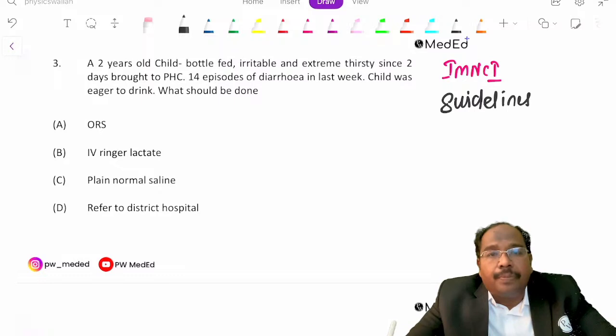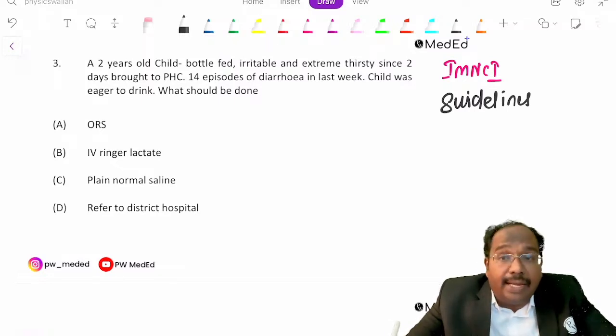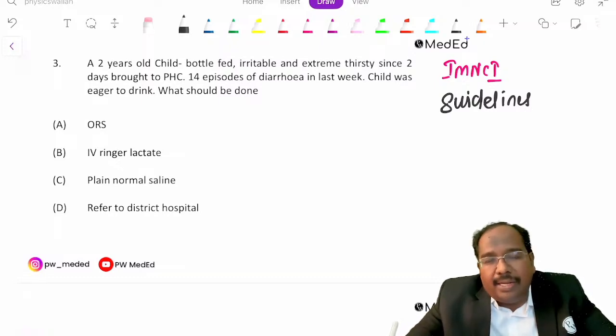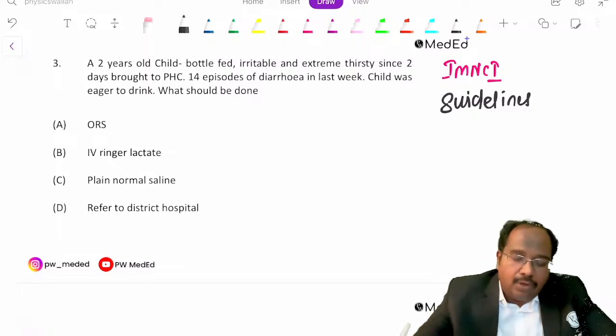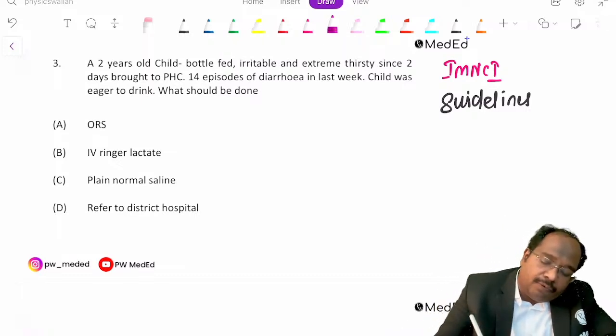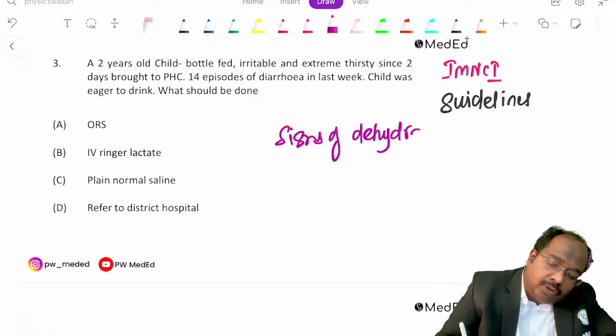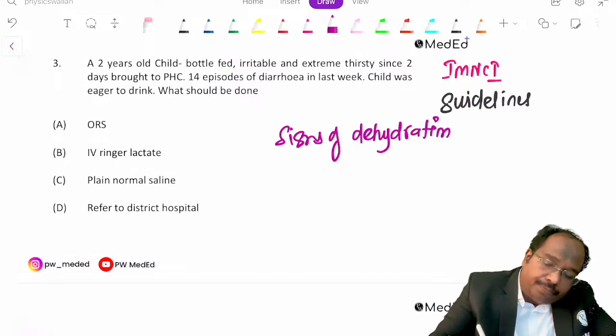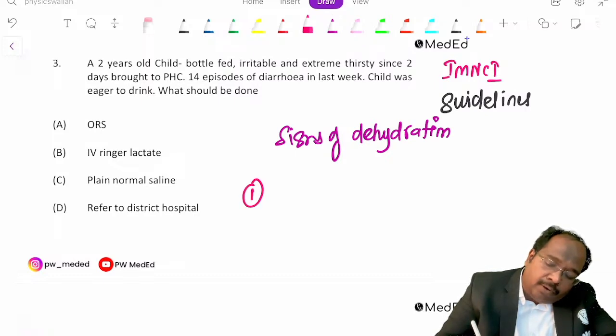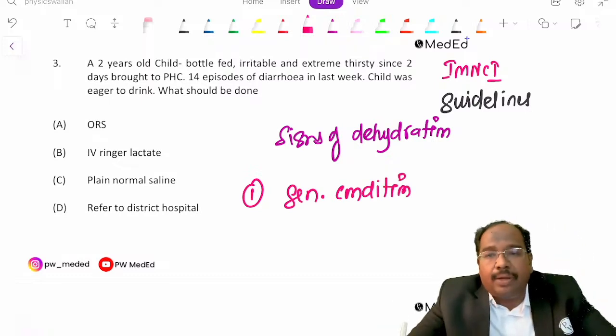Now, child with diarrhea, what is our job? Our job is to rule out dehydration. Diarrhea is one of the most common causes of death in children. So any child with diarrhea, you have to look for 4 signs of dehydration. What are the things you have to look for? General condition of the baby. How is the baby?